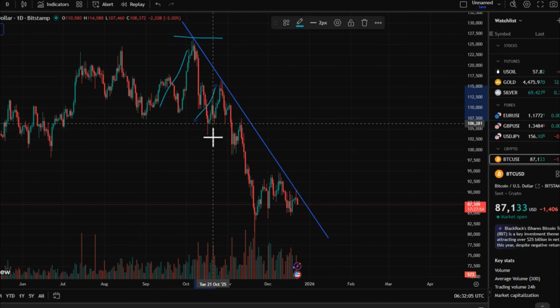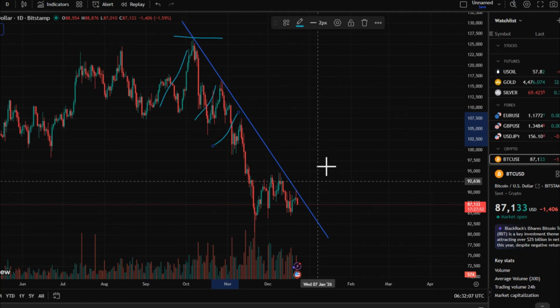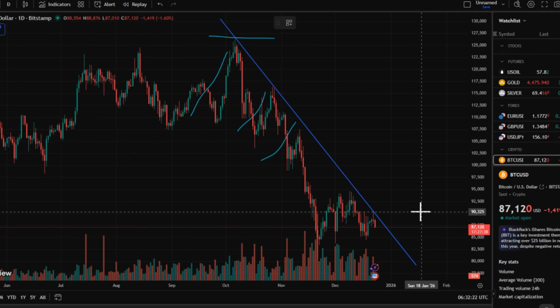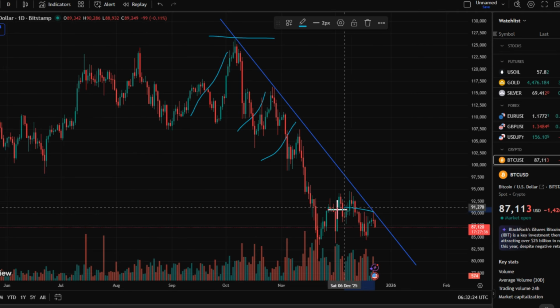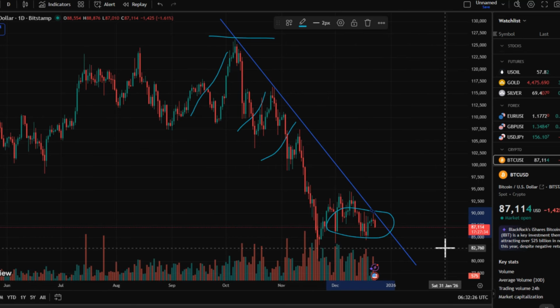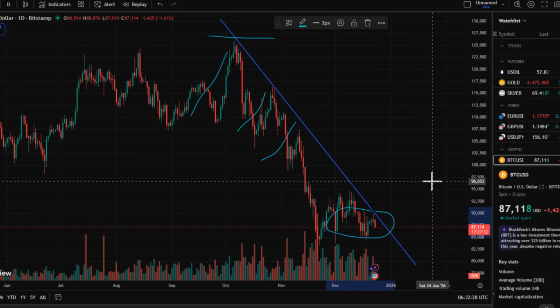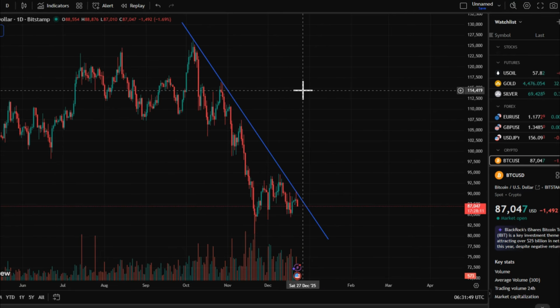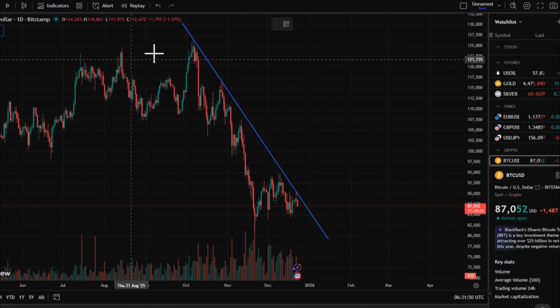First, let's look at this descending trend line. It is drawn all the way down from the high at 126,200. This trend line is very clean. Every rebound in between has been capped by this trend line. What does this tell us? It tells us that the daily level bearish trend has not been broken up to this point. This is the first very important premise.